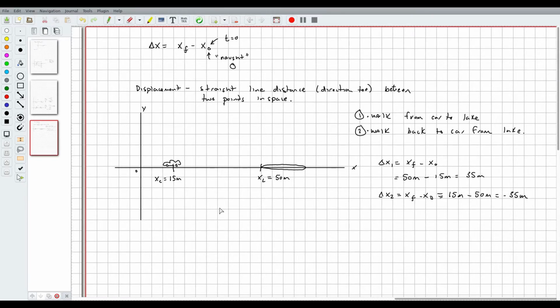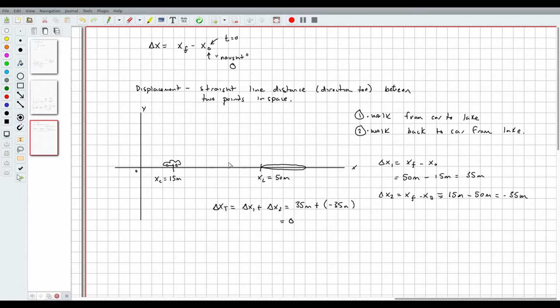So your total displacement is what you get when you add up all of the displacements as vectors. It's just simple vector addition, like what we covered last chapter. Delta x1 plus delta x2, which in this case is 35 meters plus minus 35 meters, which is 0.